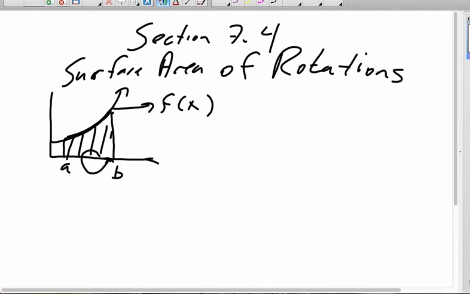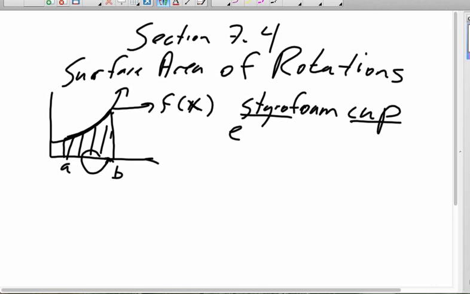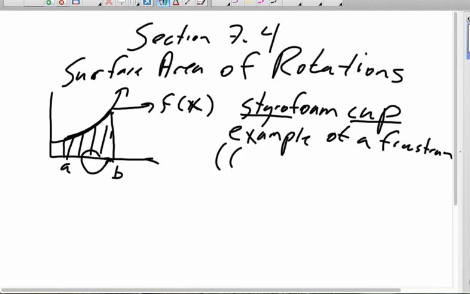The nearest thing I can think of that's an analog to this is a styrofoam cup. And this might not be a bad thing for you to do. Pause it and go and get yourself a styrofoam cup and then take a look at it. A styrofoam cup is an example of a frustum, which is a cone with the tip chopped off.